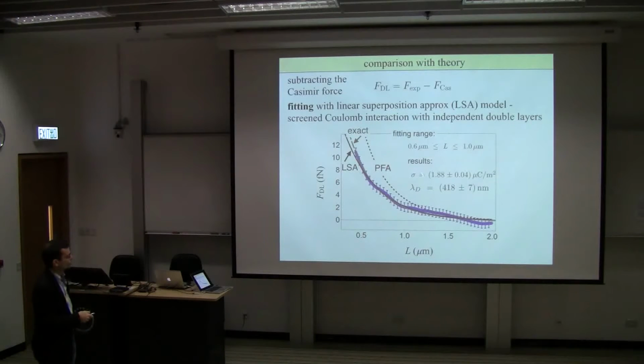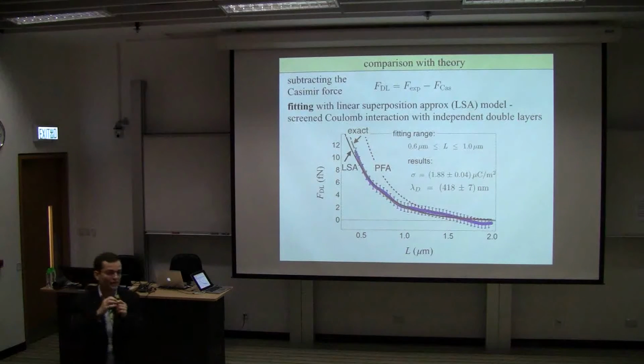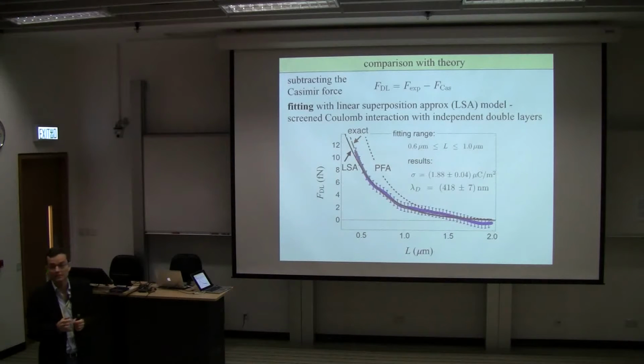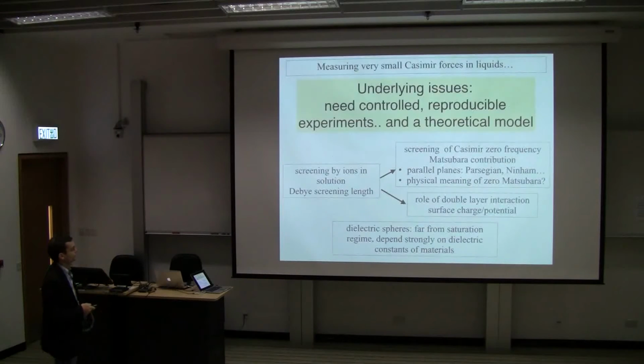So I used this model to obtain these parameters, and then I compare with my exact calculation using the same parameters, and I see that actually, for shorter distances, the data start to deviate from the LSA. That's what I expect, right? When the double layers start to overlap, this linear superposition approximation is not good anymore because then the double layers are not independent of each other. There is this overlap. And then very nicely, my data try to follow the exact curve, right? So this exact curve is calculated using these parameters, and it shows that it's kind of working.